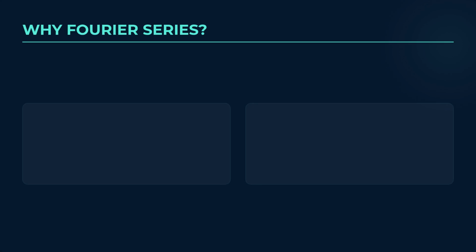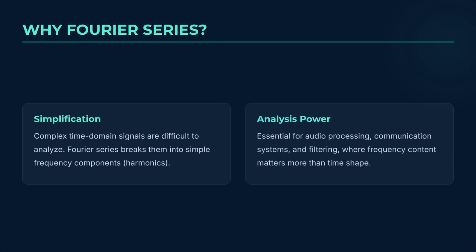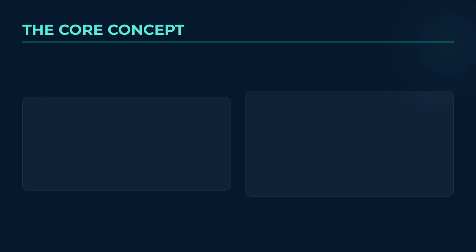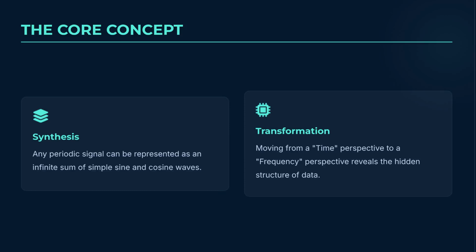Why use the Fourier series? It simplifies complex time domain signals by breaking them down into simple frequency components, known as harmonics. This is essential for audio processing, communication systems, and filtering, where frequency content is key. The core concept is twofold: synthesis and transformation. Any periodic signal can be synthesized as an infinite sum of sine and cosine waves. This transformation moves us from the time domain to the frequency domain, revealing the hidden structure of the data.